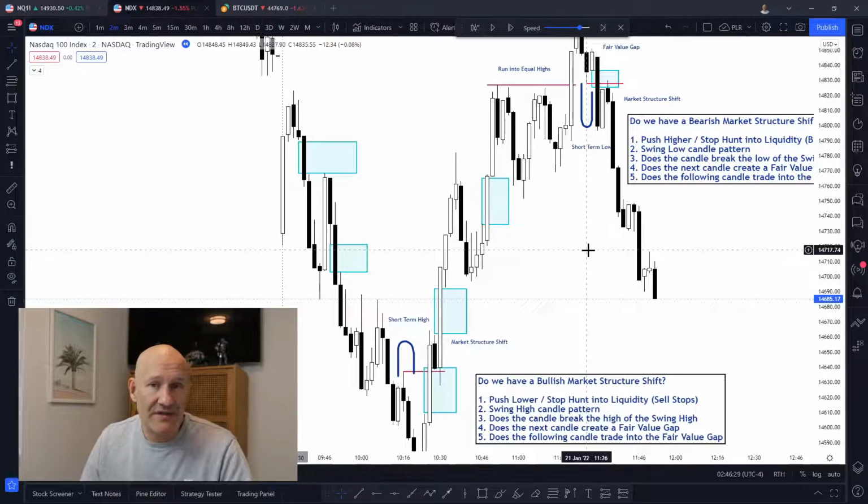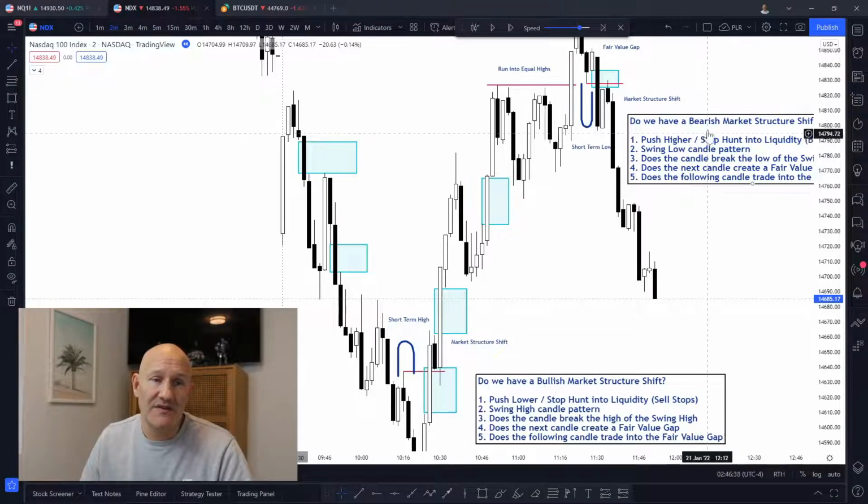So I think the other thing that's really helpful about thinking about the market in terms of these market structure shifts, in this example where after we've had the run into these highs and the bearish market structure shift, we know that price is going to attack both the sell stops and the bullish imbalances on the way down. And so we can then use those as targets when we're looking to exit the trade.